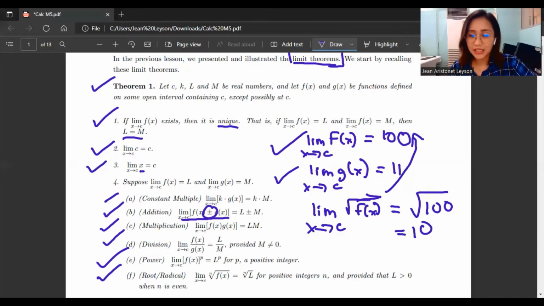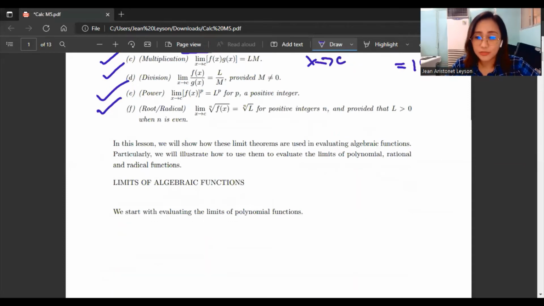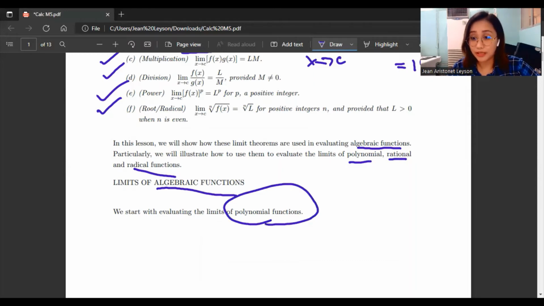So those basically are the limit theorems which I have discussed last time. Now for this discussion, we will be applying those theorems in looking for the limit of polynomial, rational, and radical functions. In this lesson, we will show how these limit theorems are used in evaluating algebraic functions. So we have the limits of algebraic functions. We start with the first one, the polynomial functions.